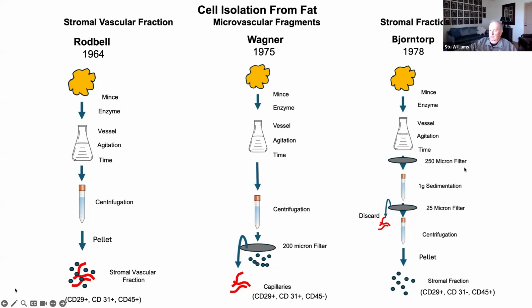Then Per Bjorntorp did some of the most incredible studies of pre-adipocytes and adipocyte development and his studies of obesity. This is his method: mincing, the same enzyme that Rodbell used, agitation, and then he put the isolate through two filters, a 250 micron and a 25 micron. All the endothelial cells came out, so it was CD31 negative. Some were CD29 positive, and many of the cells were CD45 positive. There is a whole group of investigators that use this method. They are adipose stromal fraction cells that Bjorntorp developed. Many use Wagner's method. These are called microvascular fragments, and then Rodbell's method for the stromal vascular fraction.